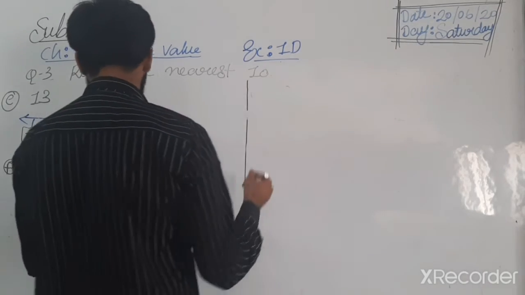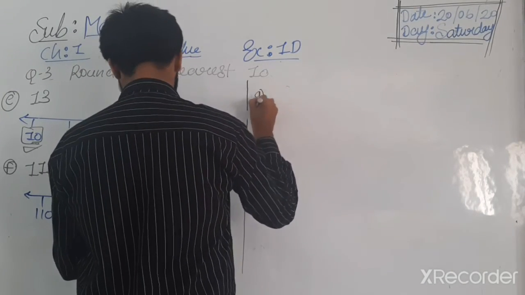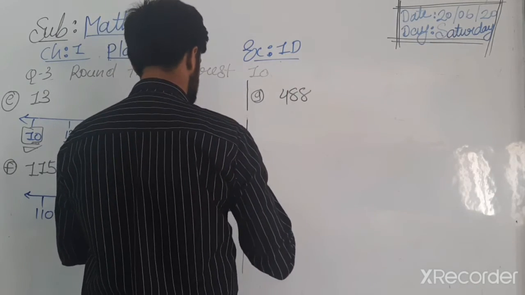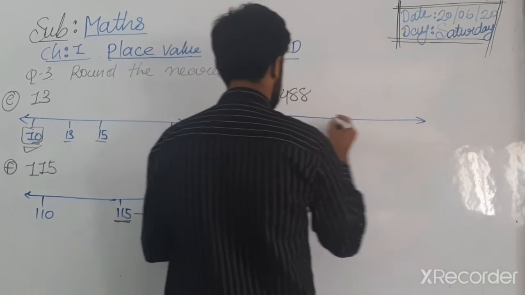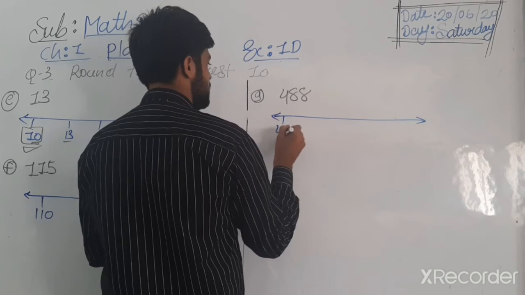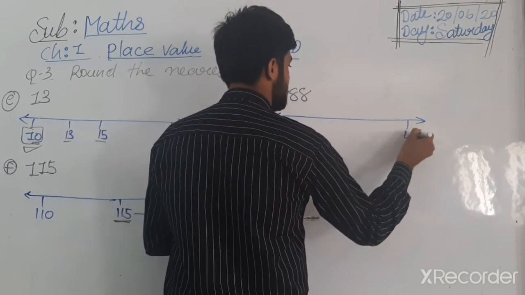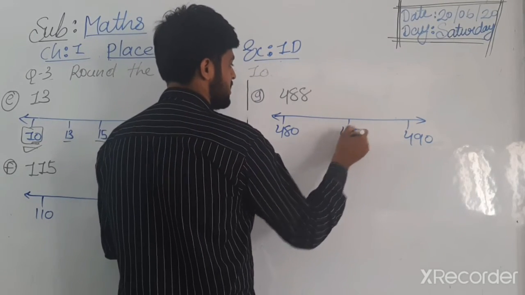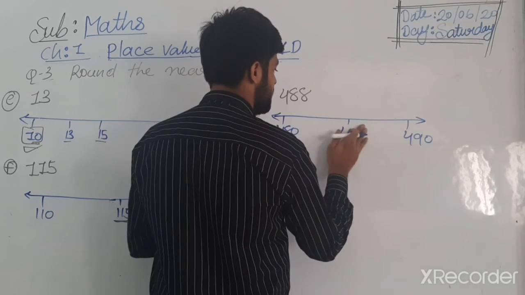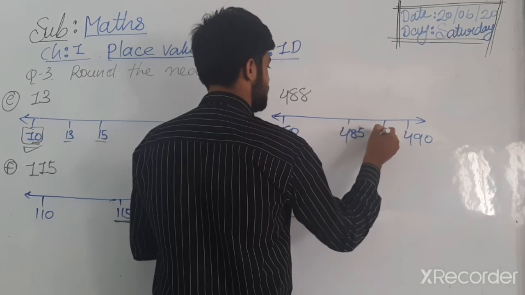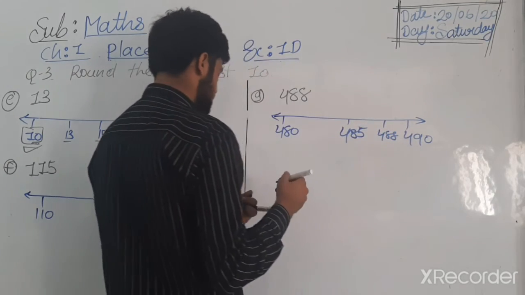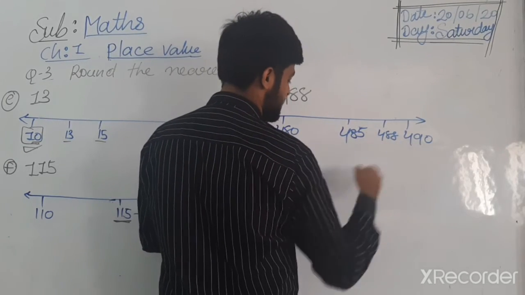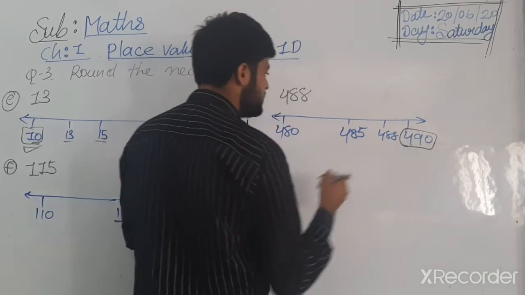Question number G. What is question G? 488. So 480 and 490. In between which digit does it come? 485 is in between, and 488 comes after it. So which tens is nearest to 488? 490. So the answer is 490.